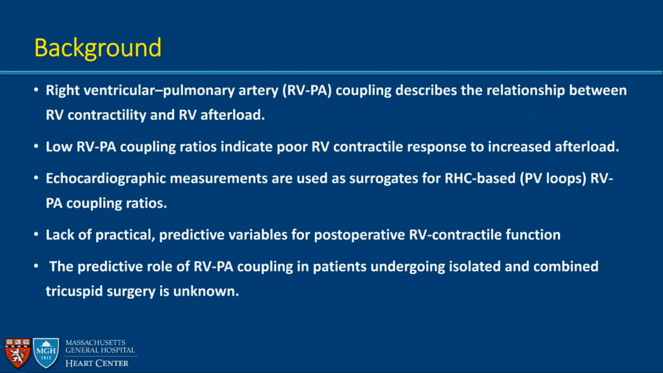RVPA coupling describes the relationship between RV contractility in relation to the afterload of the right ventricle. It means that low RVPA coupling ratios indicate that the RV has a poor contractile response to an increased afterload. Echocardiographic measurements are used as a surrogate for invasively measured RVPA coupling ratios acquired by PV loops during right heart catheterization. There is a lack in practical predictive variables for the post-operative RV contractile function assessment.